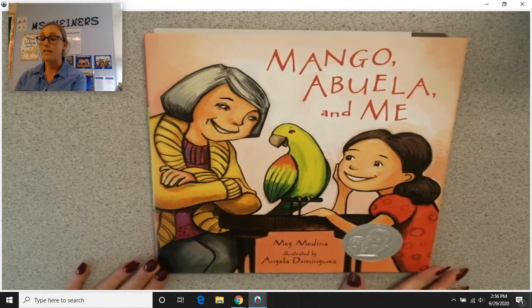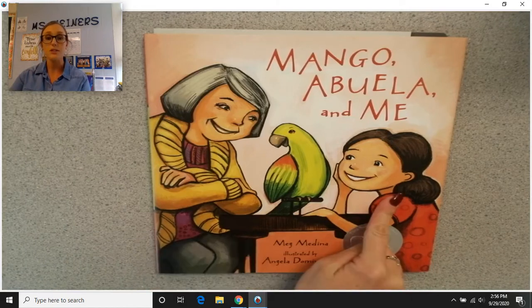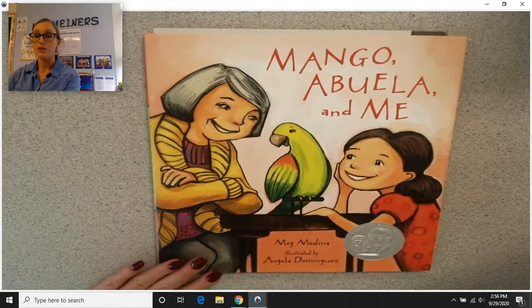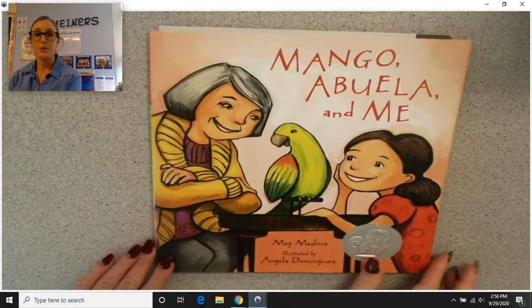So remember, as I'm reading, I want you to be listening for adjectives in the story, as well as how we can compare and contrast the characters and also the cultures from this story, our Spanish culture, and the last story, our Chinese culture. All right, here we go.